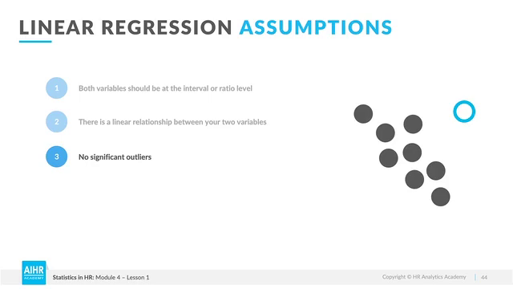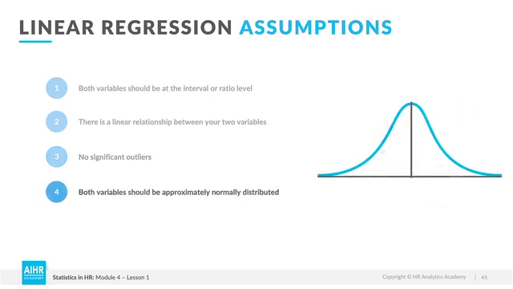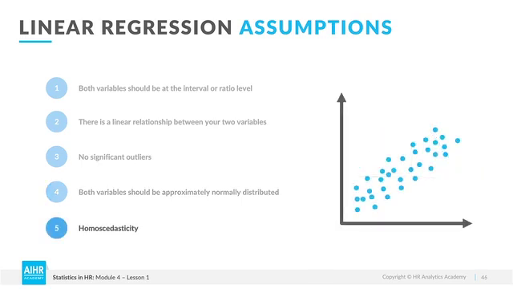Remember Anscombe's quartet? The bottom 2 pictures are regressions that are completely misconstrued due to the outliers present in the dataset. Fourth, all variables need to follow a normal distribution. The last assumption of the linear regression analysis is homoscedasticity. The variance of the residual in your analysis should be constant across your predictive variable.